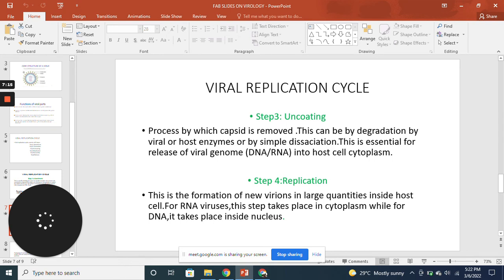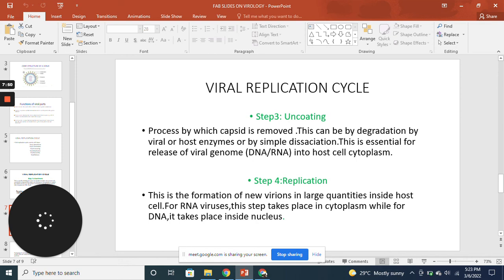The third step is uncoating. Sabina, what do you understand by the term uncoating? Good. This is where the viral capsid is removed, and this can be by degradation by viral or host enzymes or by simple dissociation. This is essential for release of the viral genome into the host cytoplasm.